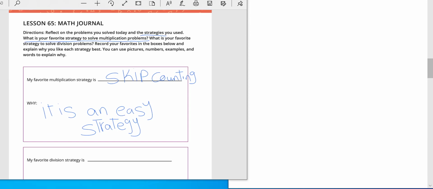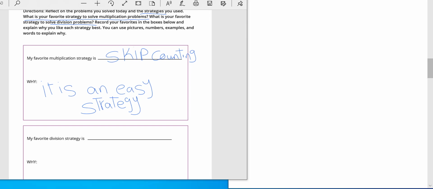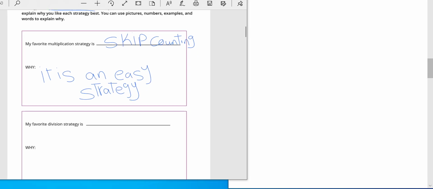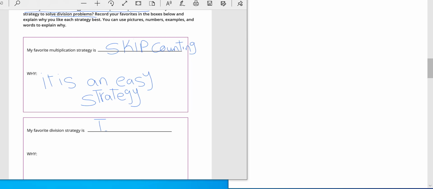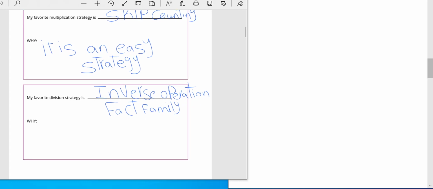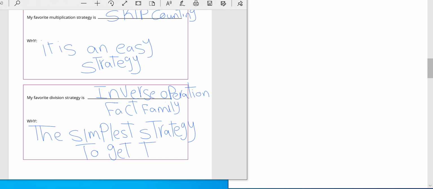Then he asked about what is your favorite strategy to solve division problems. So we can write one of these strategies that you say is easy or simplest to use. My favorite division strategy may be the inverse operation or fact family. And the reason you can say is that it is the simplest way to use, the simplest strategy to get the missing number.